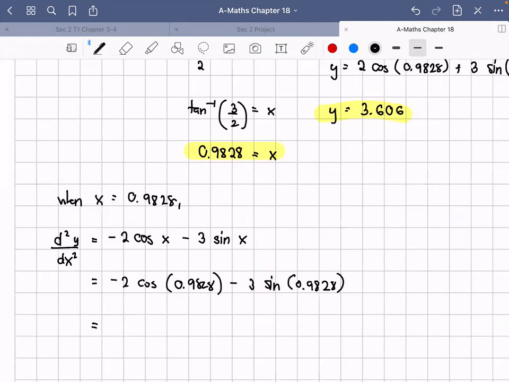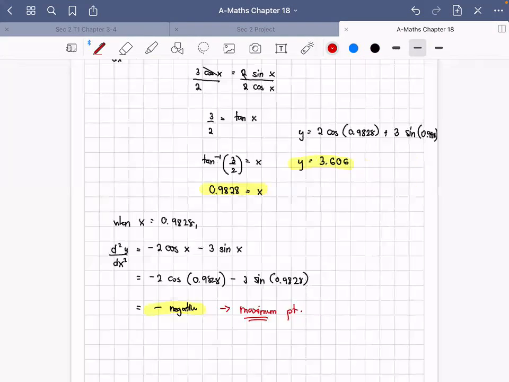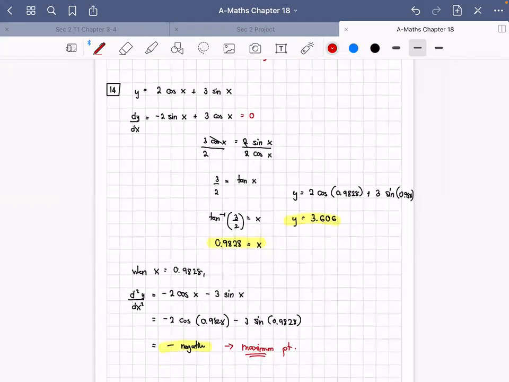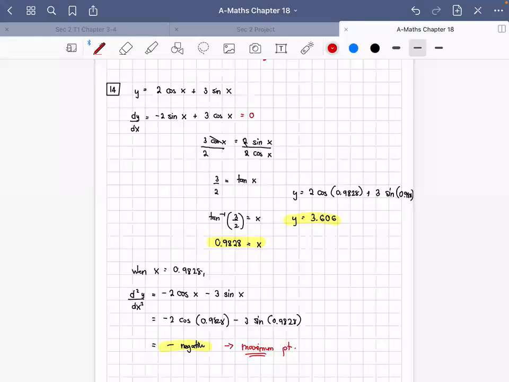So we're just finding if our final answer is a negative. Since it's a negative, I know that this one is a maximum point. Okay, so yeah, that's it. That is number 14. All right, so that's number 14.